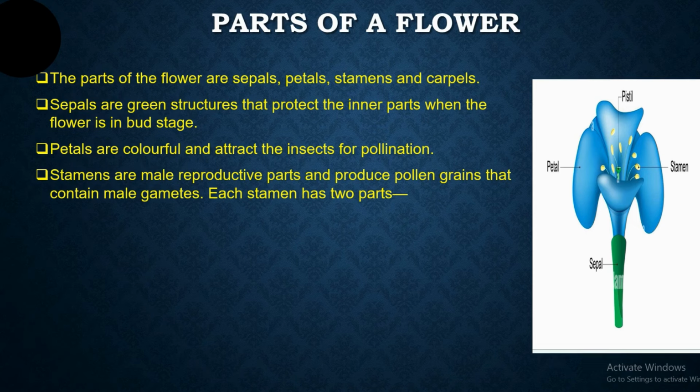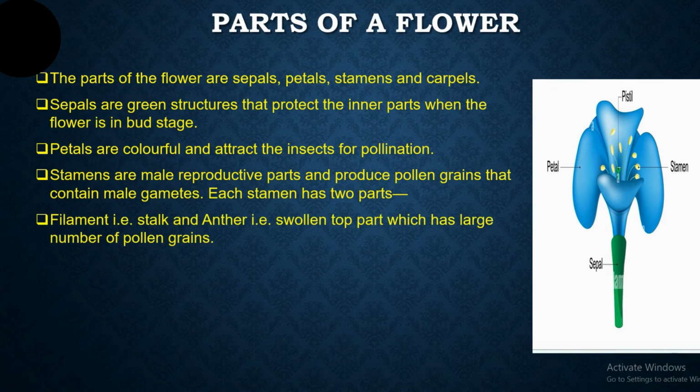Then, as I have said, the male reproductive part is the stamen, and the stamen produces the pollen grains which contain the male gamete. In sexual reproduction, as we have seen, male gametes and female gametes are involved. The male gamete comes from the pollen grains present in the stamen, and each stamen has two parts. One is the filament, the long part, the stalk. And on the top is the anther, the swollen top part which contains the pollen.